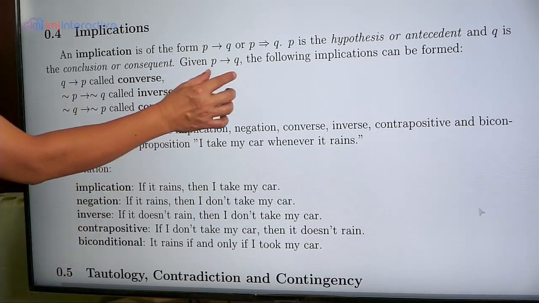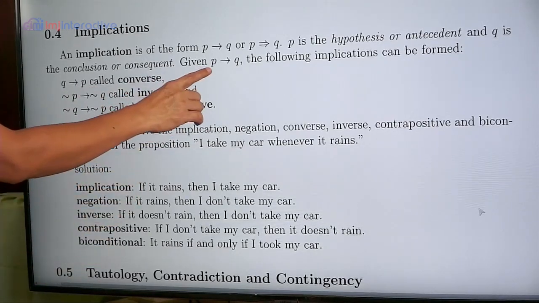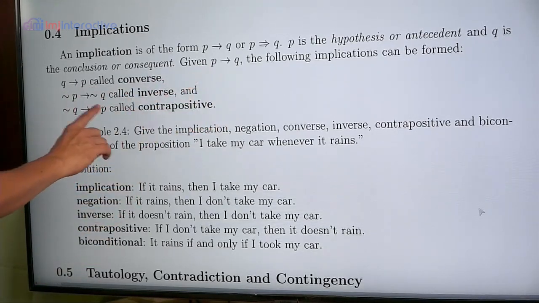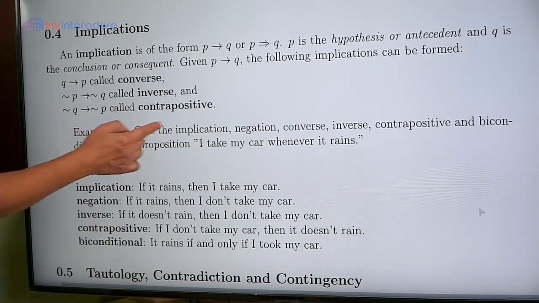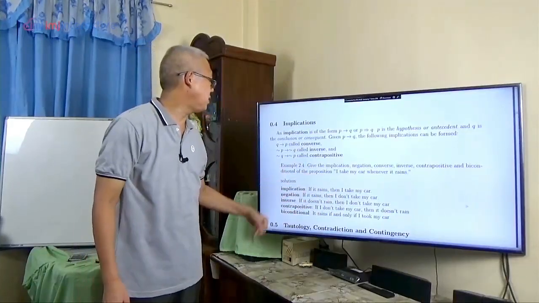If you interchange P with Q, you form your converse. If you negate your P and you negate your Q, you form your inverse. If you interchange these two, you form your contrapositive. Let's try the following examples.